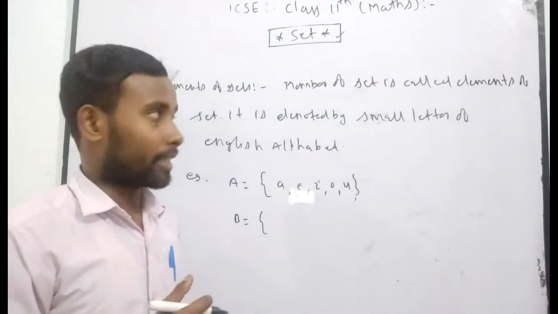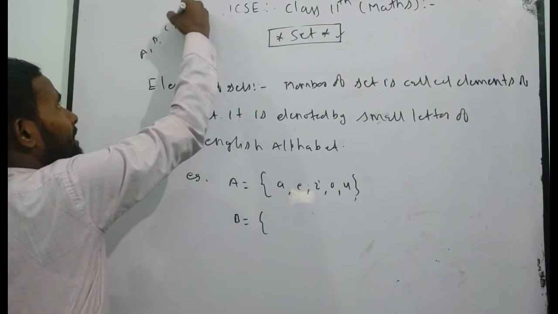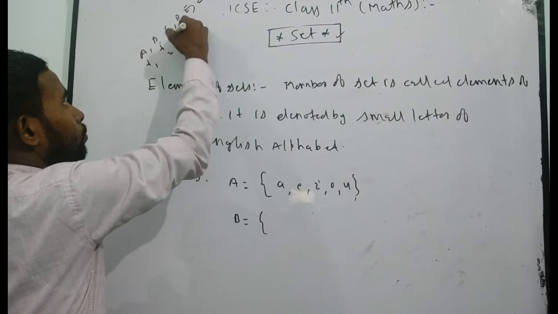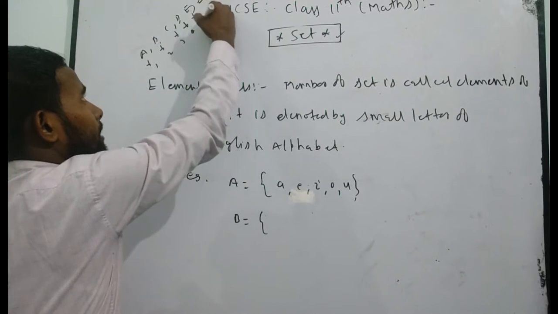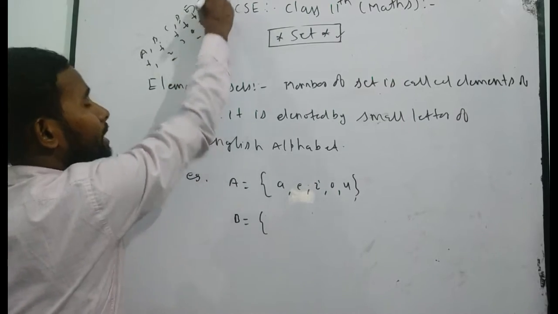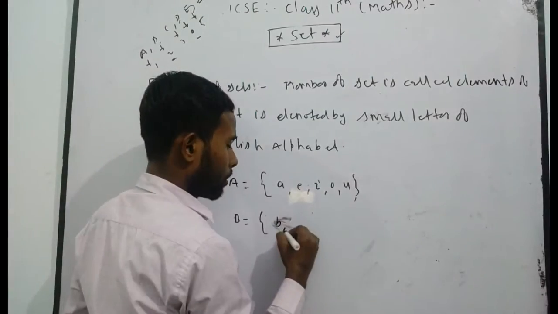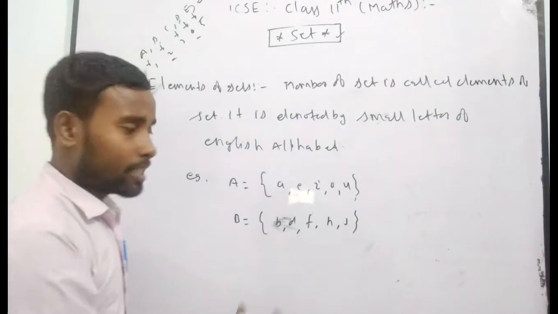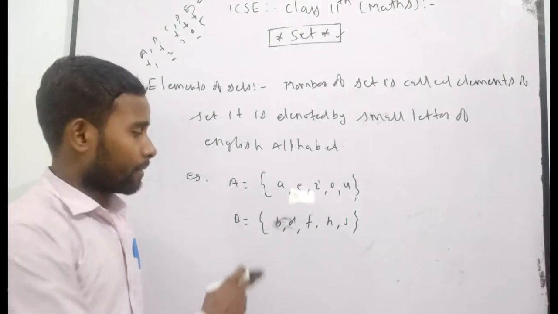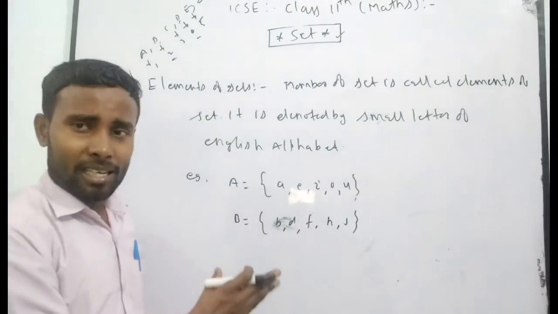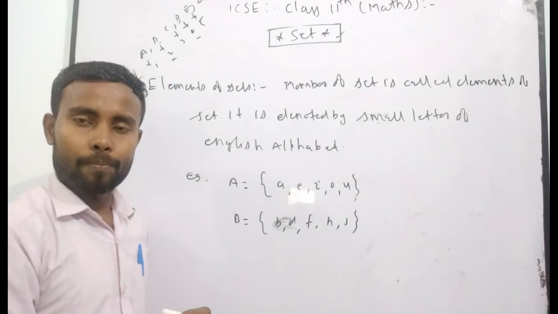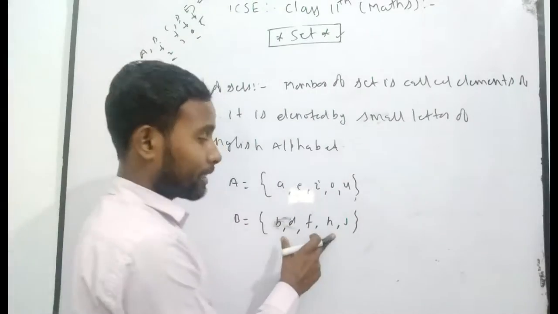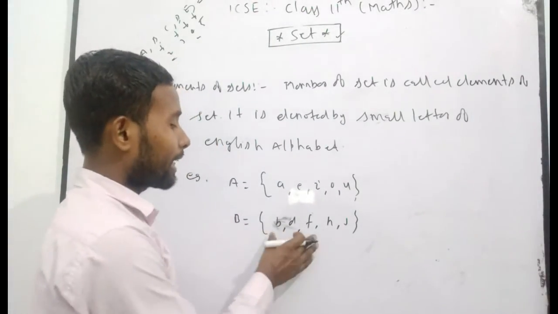As you know, the English alphabet is A, B, C, D, E, F, G, H. As it places at 1, 2, 3, 4, 5. So you can see B, D, F, H, J. These five, B, D, F, H and J, are elements of the required set. Here you observe that elements of set B are written as small letters.